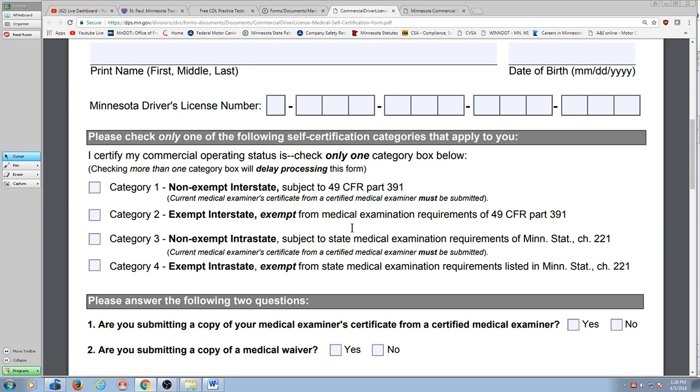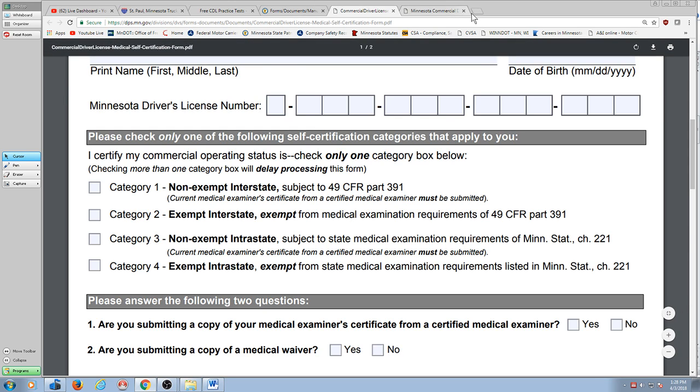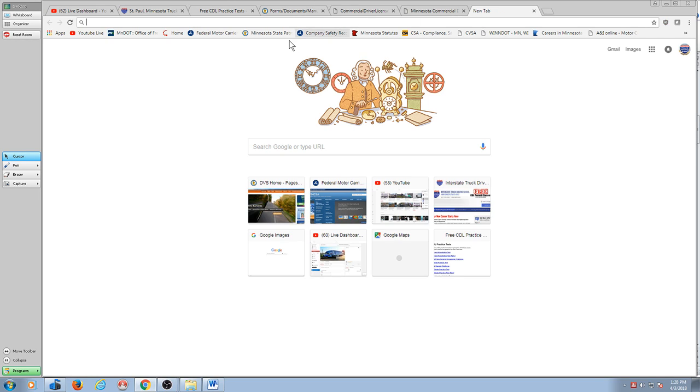Now, this part of the equation is terribly important. When you get the physical, you have to register it with the state of Minnesota, and they put it on your driver file. So that's what this form is to do.